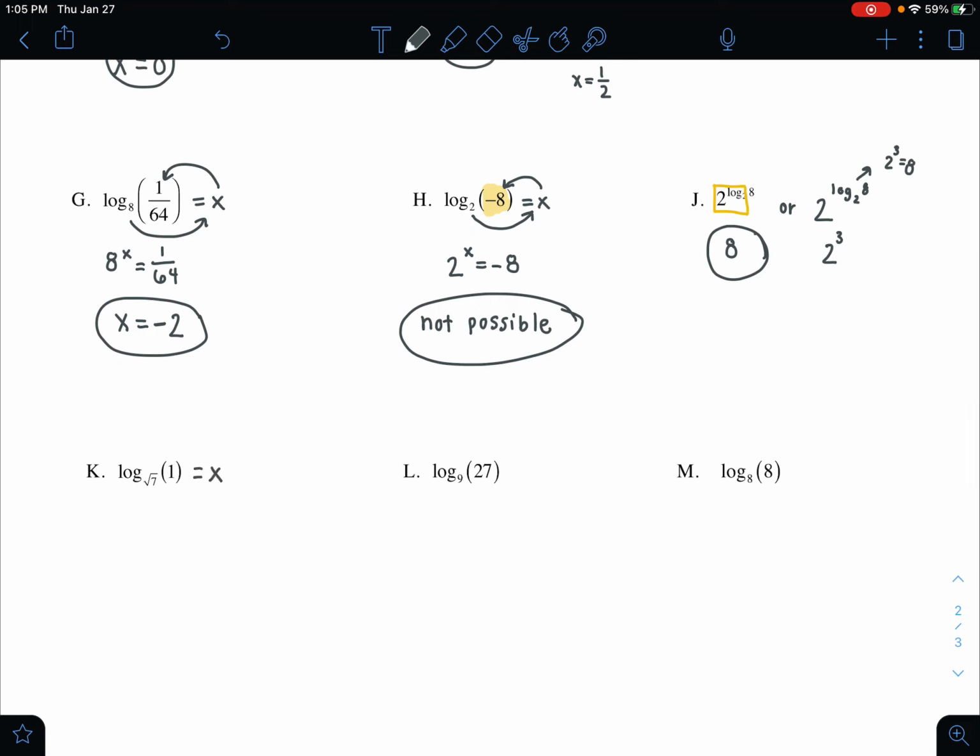All right, again, we're simplifying. The square root of 7 to what power is 1? Anything to the 0 power is 1.